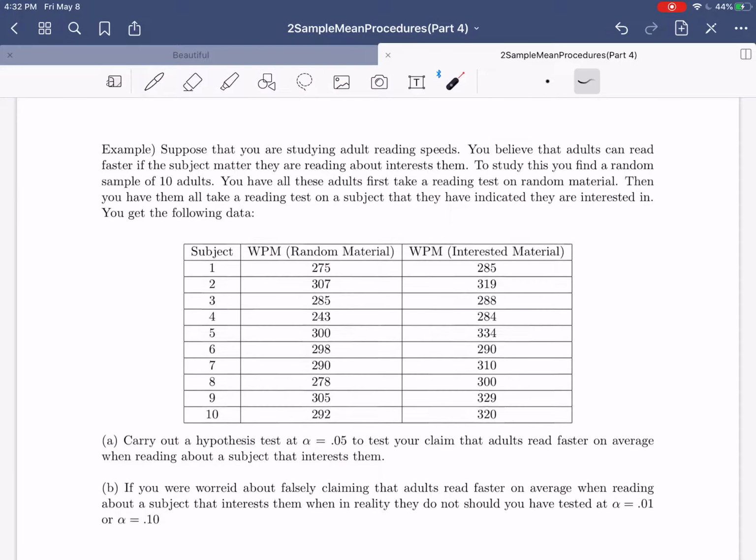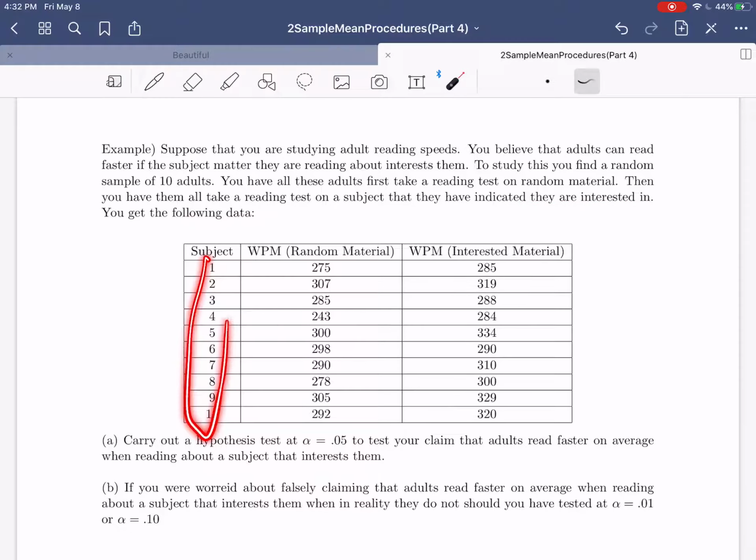All right, for this example, we're going to change gears a little bit, and suppose that you're studying adult reading speeds. You believe that adults can read faster if the subject matter they are reading about interests them. To study this, you find a random sample of 10 adults, and you have all of them first take a reading test on random material. Then you have them all take a reading test on a subject that they have indicated that they are interested in. And you get the following data.